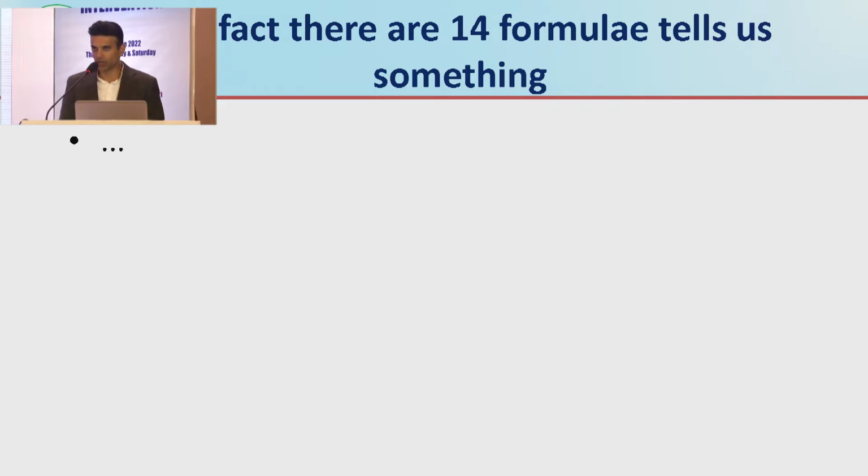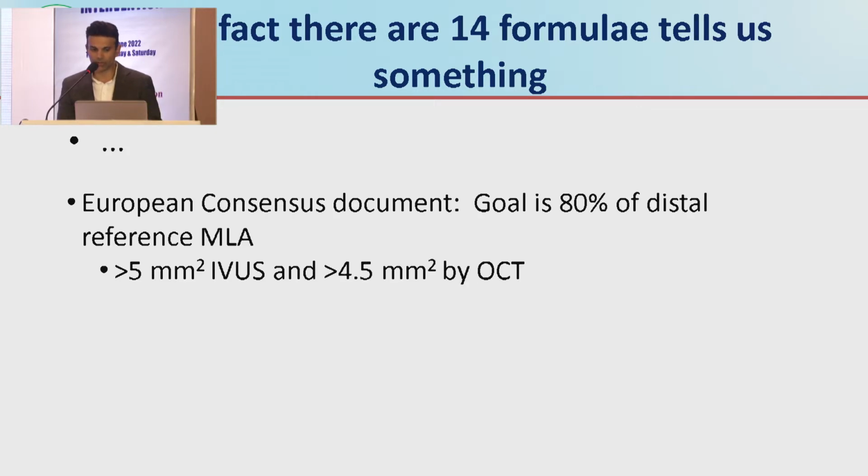And the fact that there are 14 of these tells us something. Nobody agrees. So the general principle is to pick one formula, whichever one you want, but always aim for the best expanded stent you can get, the biggest minimal stent area you can get, without injuring the patient. Based on the European consensus document a couple of years ago, we aim for a minimal stent area that's 80% of the distal MLA and greater than 5 millimeters squared by IVUS and 4.5 millimeters squared by OCT in the proximal vasculature. This is obviously not a reasonable target in a distal diagonal branch, but it certainly is in the proximal to mid-LAD.